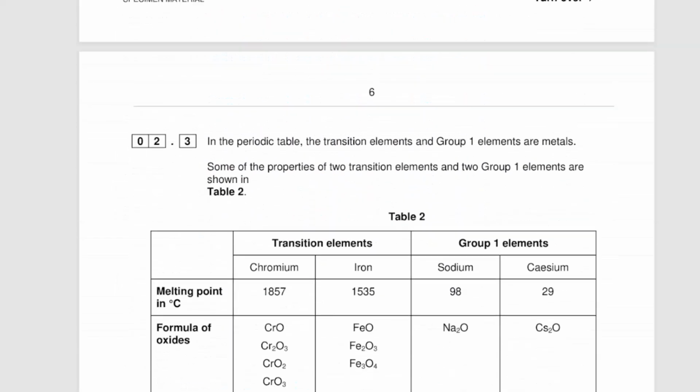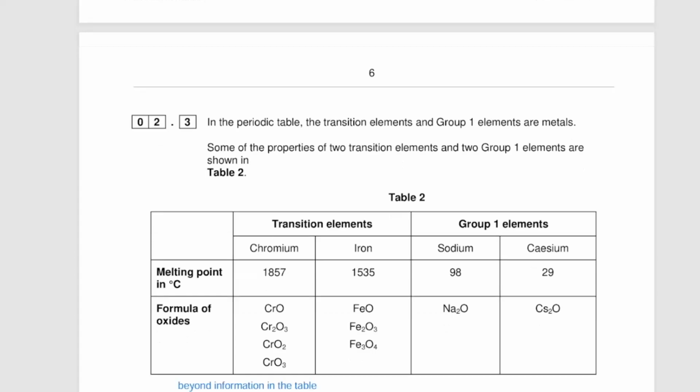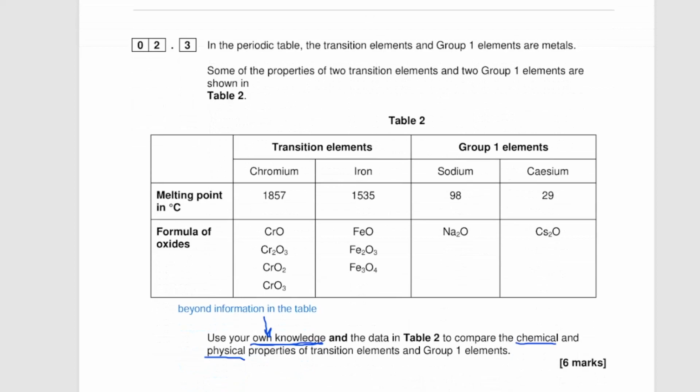Then next up, we're given some transition elements and group 1 elements, with their information in the table, and we're expected to compare them. We're asked to use our own knowledge and the data in Table 2 to compare the chemical and physical properties of transition elements and group 1 elements. Going beyond the information in the table means that you don't just talk about the melting point and formula of oxides, you talk about other physical and chemical characteristics.